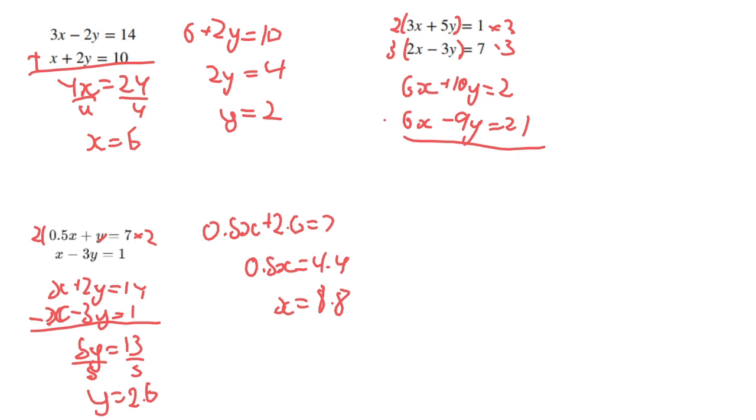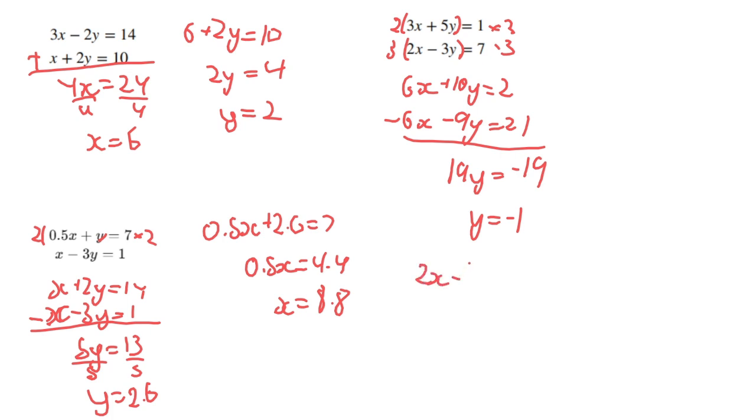They're both positive, so we subtract to get 19y equals negative 19. And we divide both sides by 19 to get y equals negative 1. Now we know y equals negative 1. We can put that back into the bottom one.